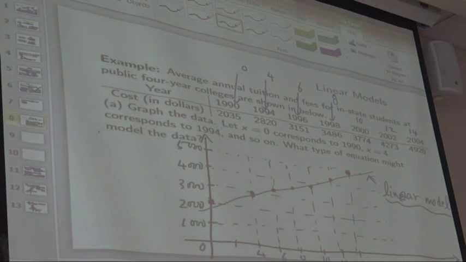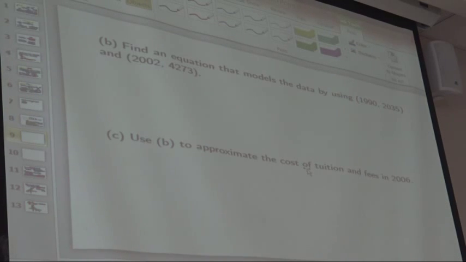Depending on the choice of our data points, because we need two data points to draw the line, right? Depending on the choice of the two points, we may have a different line equation, obviously. But more or less, they are similar, because the line fits the data points pretty well. So let's do some experiment. Now we want to find an equation that models the data by using the two given points, 1990 and 2002.